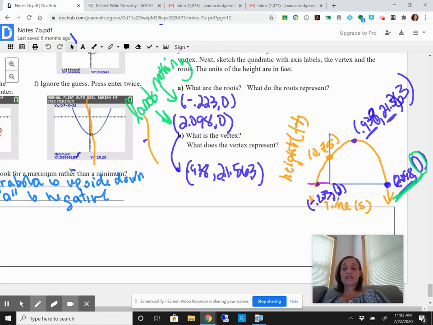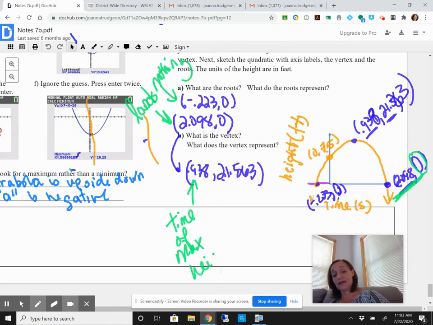What is the vertex? The vertex represents the time of max height. So when it asks, when did the ball reach its maximum height? It would be 0.938 seconds. And then this is the max height because the Y value is the height. So max height.